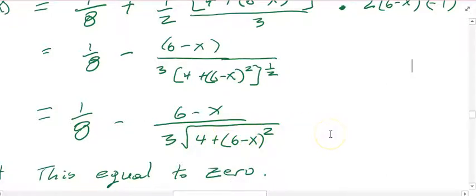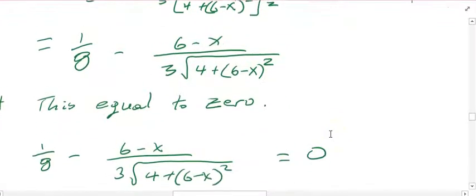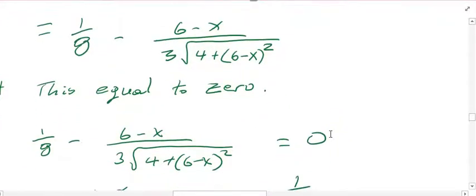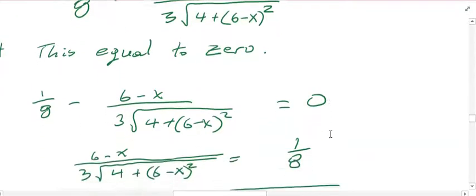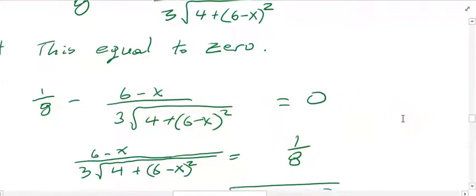I want to set this equal to 0 and try to solve for x. It's a bit of algebra to do right here, but let's do it. Set it equal to 0, then bring the 1/8 over. Multiplying through by -1, or just bringing the (6 minus x) over the radical of 4 plus (6 minus x) squared, will give you the same result.